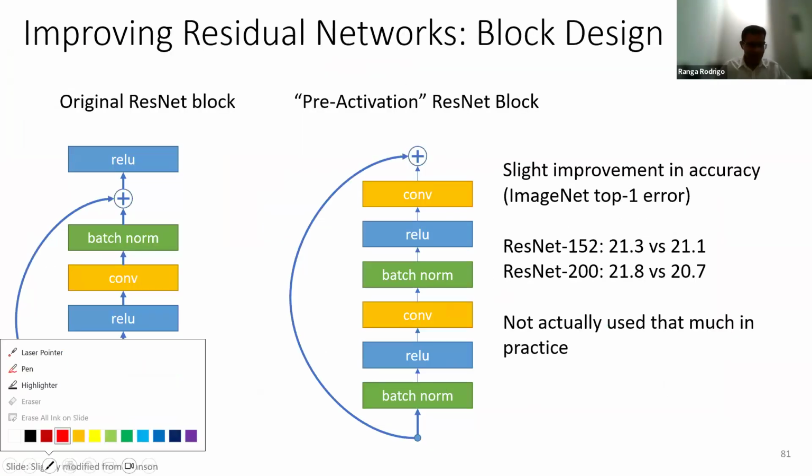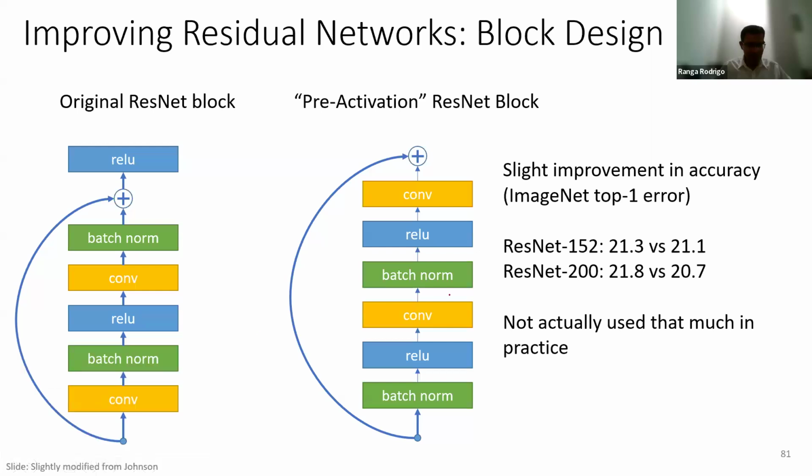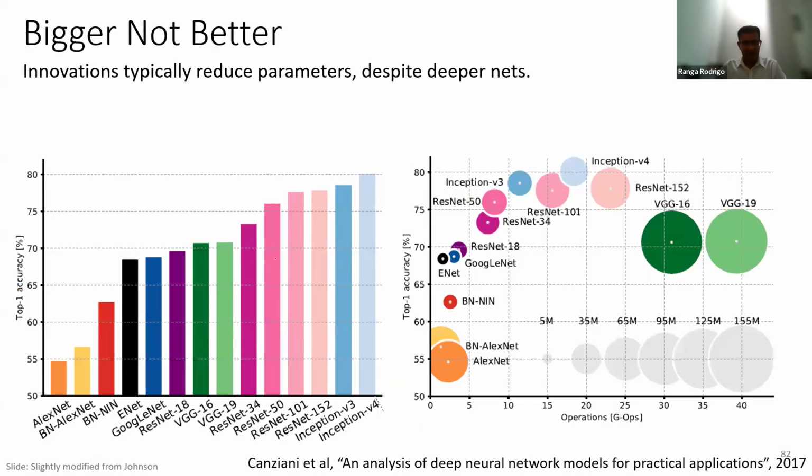So they have improved residual blocks and so on, introducing batch normalizations here and switching this. So we will not talk about them too much. Then people looked at all these models based on the top one accuracy, the number of operations that each model requires, and the size of the model.